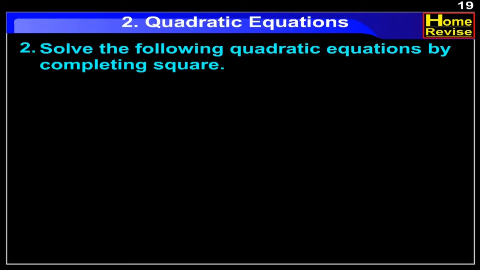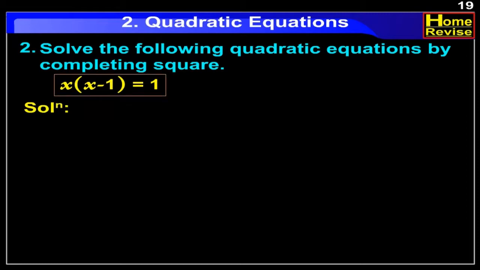Solve the following quadratic equations by completing the square. x into bracket x minus 1 is equal to 1. Solution. The given equation is x into bracket x minus 1 is equal to 1. Opening the bracket, we have x square minus x is equal to 1.